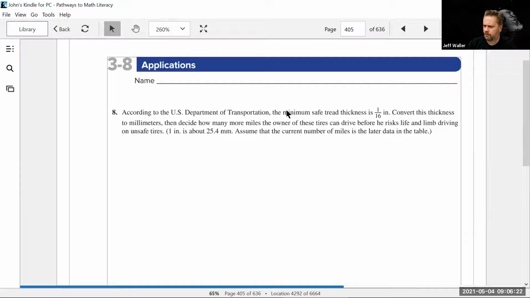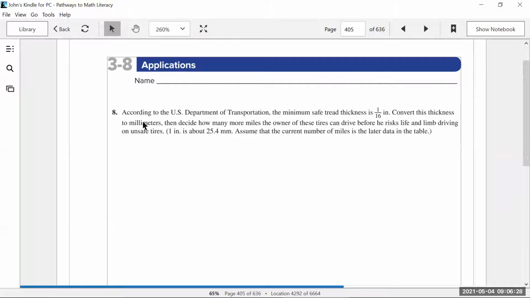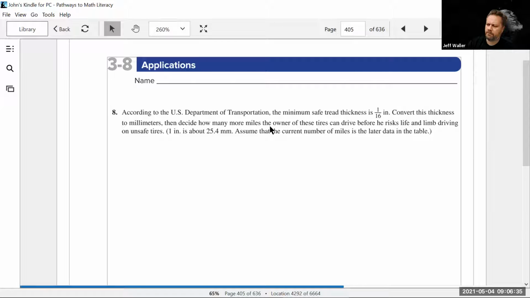The minimum safe tread thickness, convert this thickness to millimeters. Are you having trouble on that step? No, I already did the conversion correct. I just need to decide how many more miles the owner of these tires can drive before he risks life and limb driving on them. Oh, okay. The minimum safe tread thickness is 1/16 of an inch, which you converted to millimeters. So now you know how far the tread's got to go down until it becomes dangerous, right?